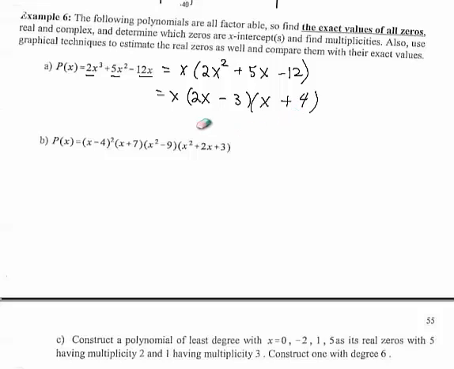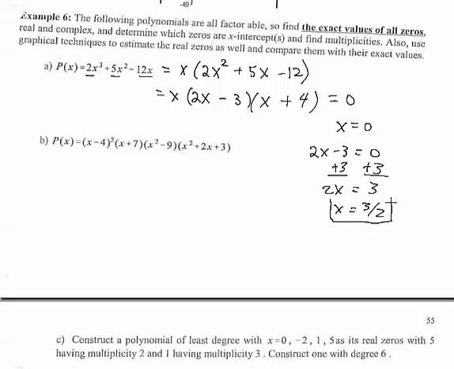Otherwise, you'd have to do the AC method. So to set this equal to 0, now that I have it factored, I simply write each of the factors individually as their own equation, set equal to 0. This one I actually have to do a little bit of work to get the x by itself. So here is 0, 3 halves.